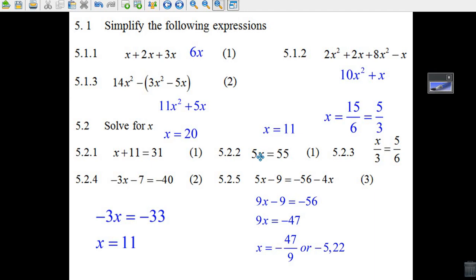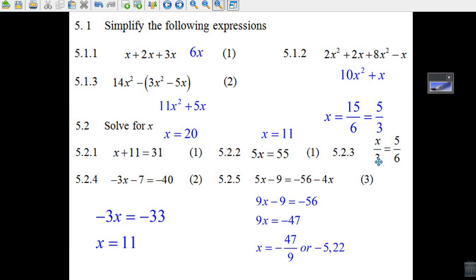Here, this is 5 being multiplied by something to equal 55. And the opposite of multiplying by 5 is dividing by 5. 5x divided by 5 is x, and 55 divided by 5 is 11. That's why your answer is x equals 11.